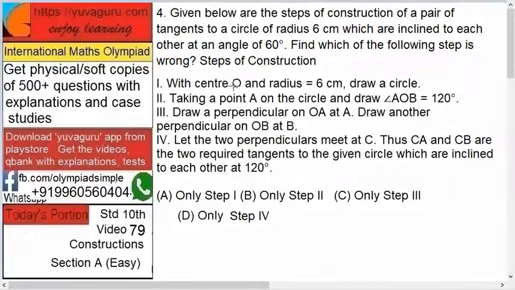Okay, then draw a perpendicular to OA at A, that's okay, and another at B, perpendicular to OB. So step 3 is also correct. Let the perpendiculars meet at C. Okay, the C and CB.